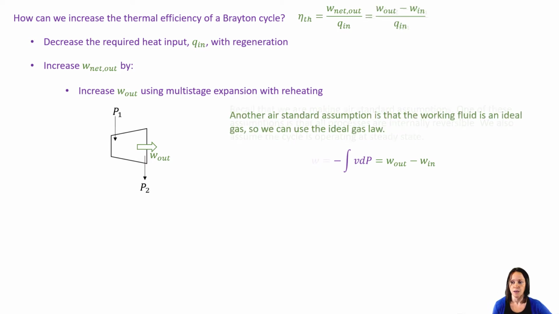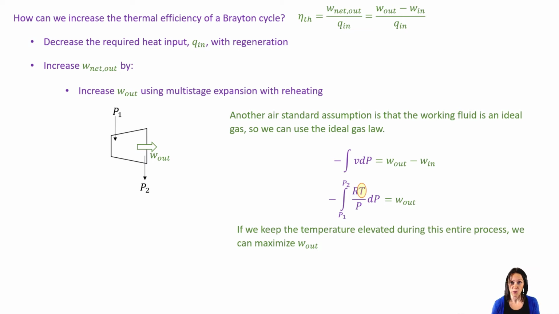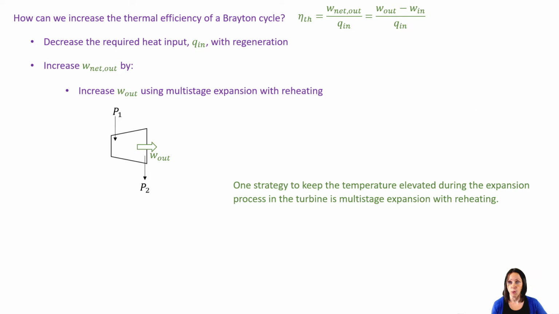Another assumption that we're making is that the working fluid is air and it behaves as an ideal gas. So we can use the ideal gas law, and I can use that ideal gas law to express that specific volume in terms of pressure so that if I wanted to, I could integrate it. And what I see is that this temperature term here, if I keep that temperature elevated from state 1 to state 2 during the entire process, I can maximize that work output, and that's what I'm going to do. And the way that I'm going to do it is by multi-stage expansion and reheating.